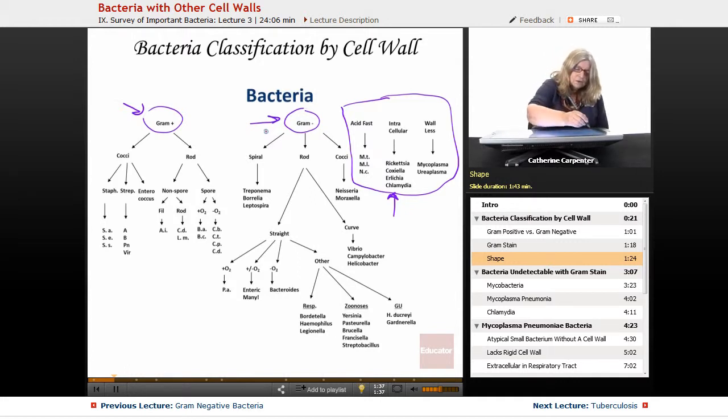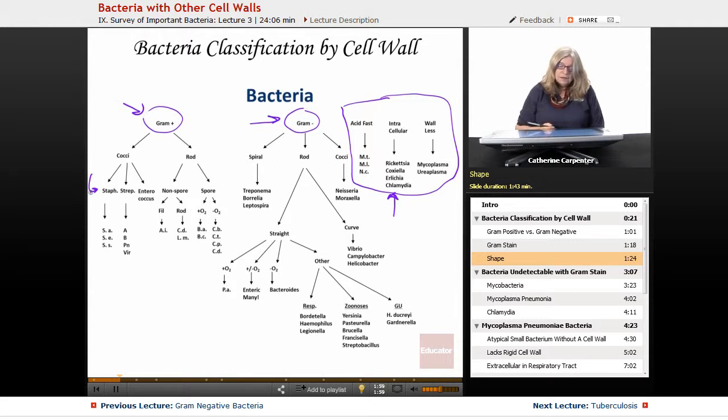And then you have to really organize them according to, at least the cocci in gram-positive bacteria, are they staph? Are they strep? Are they enterococcus? And in terms of the rods or the bacilli, remember that was the other name for them, are they non-spore forming or do they form spores?